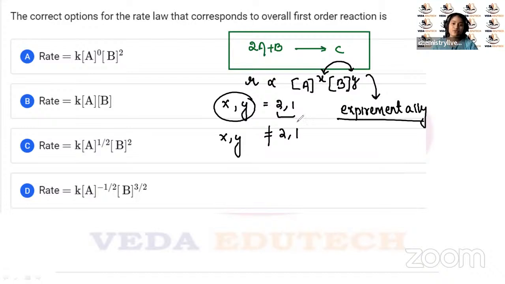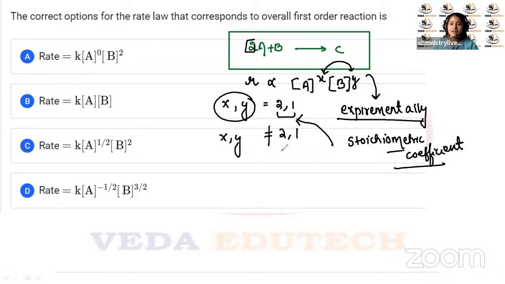What are this 2 and 1? They are nothing but the stoichiometric coefficients here. But here they are not equal to the stoichiometric coefficients. So the equation which gives us the relationship between the rate of reaction and the concentration of the reactants raised to some power, the power which may or may not be equal to the stoichiometric coefficient, is called a rate law. This thing, children, is called your rate law.